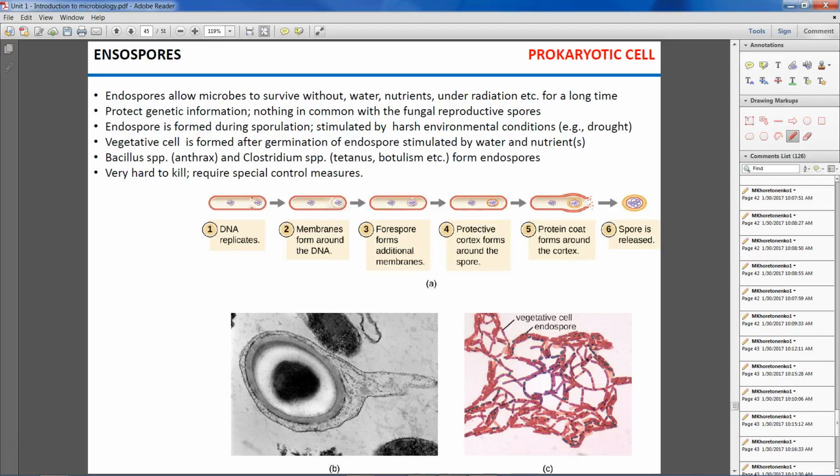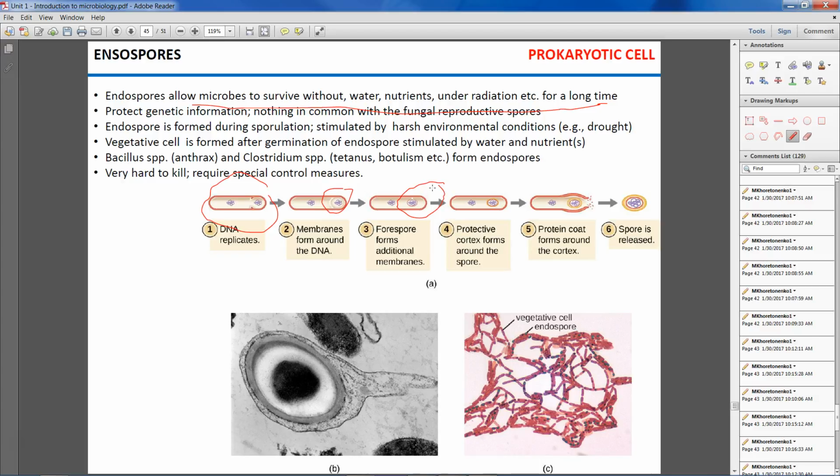An endospore has nothing to do with the spores of fungi. It's a completely different, separate structure. It allows microbes to survive harsh conditions for a long time. Essentially, the endospore protects the genetic information of the microbe. You can see it right here. An additional copy of the DNA gets encapsulated in a special structure that is called the forespore.